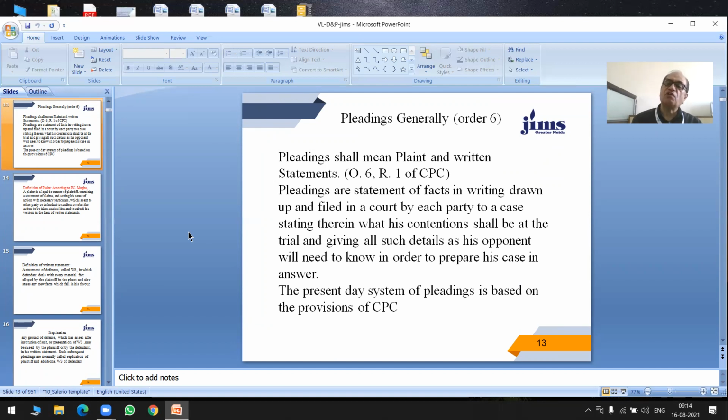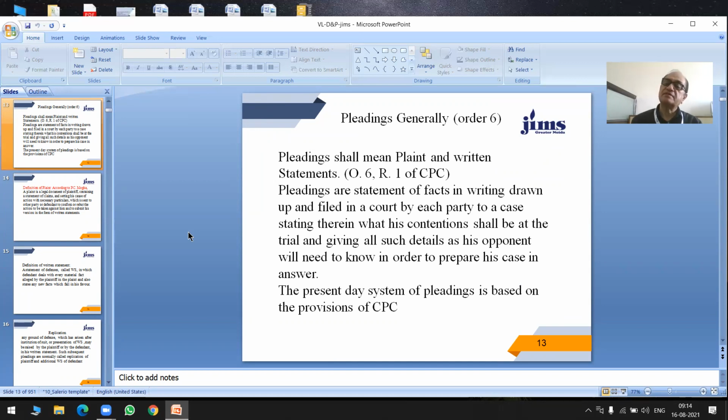So, first of all, what is pleading? Pleading shall mean plaint and written statement according to Order 6, Rule 1 of CPC. My dear students, I'll advise you to keep bare act of Code of Civil Procedure with you when you are learning the process of drafting, because lot many orders, rules and sections of CPC will be involved when you learn the process of drafting.